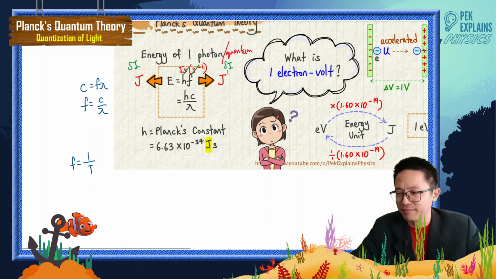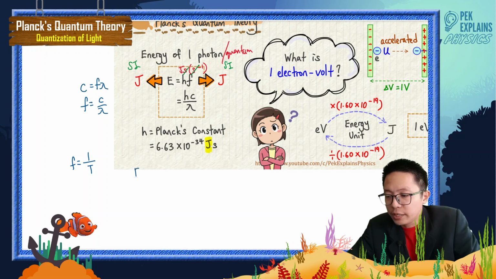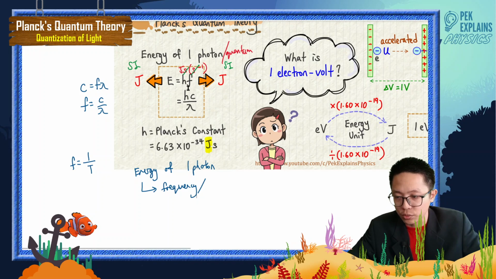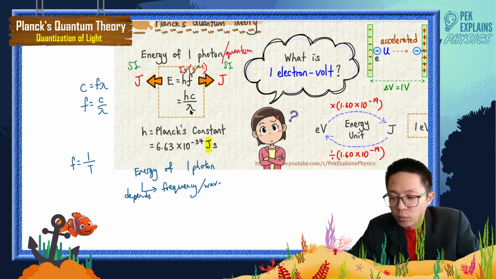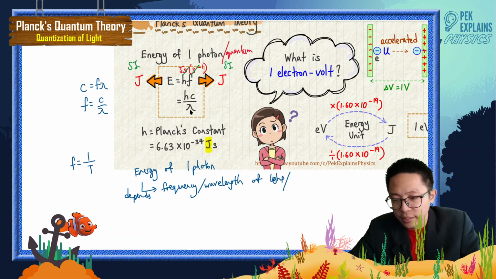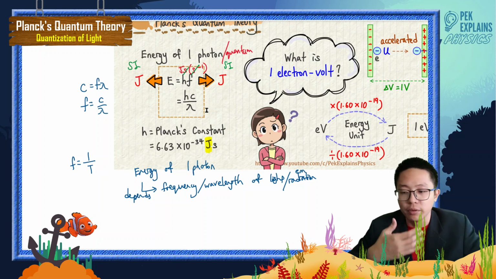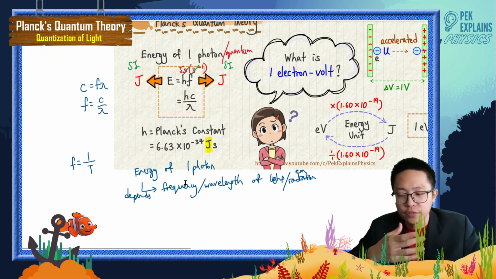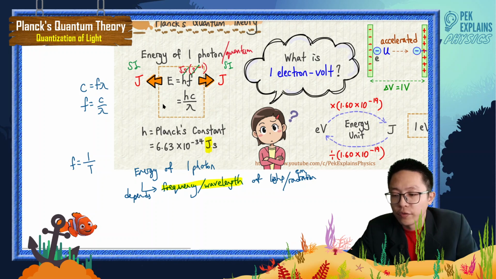Some of you may ask, what is actually frequency? The energy of one photon depends on the frequency, or we can say frequency can be changed to wavelength, so it also depends on the wavelength of light, or radiation. Don't say light. The more appropriate term is radiation, any electromagnetic radiation. It can be radio wave, can be X-ray. So the energy for one photon depends on the frequency and wavelength of this radiation. So what is meant by frequency and wavelength?